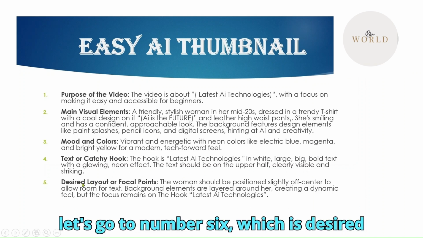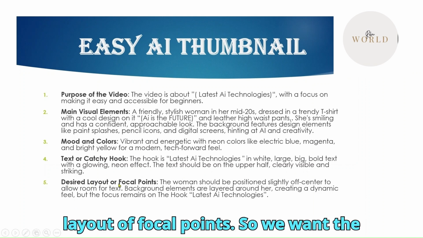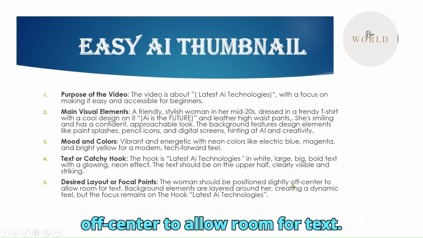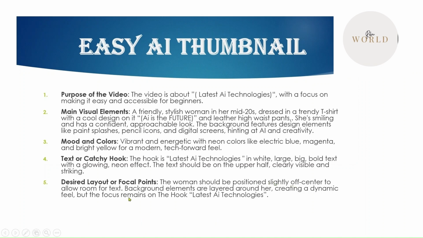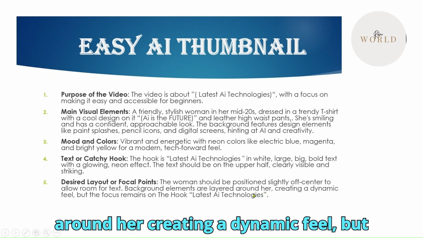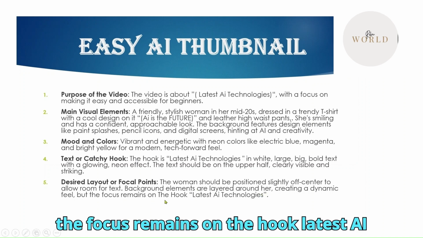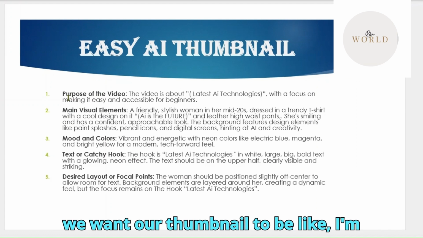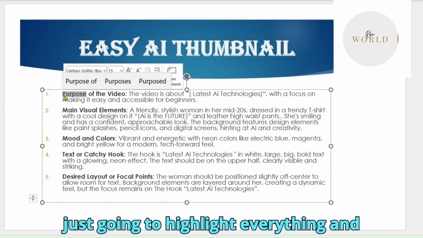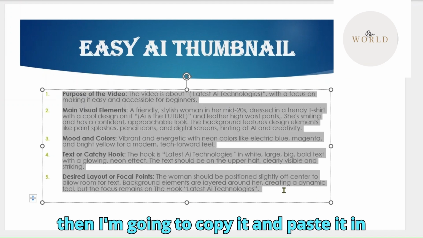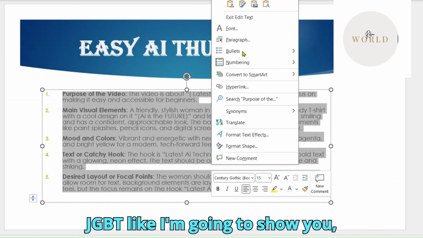Okay, so let's go to number 6, which is desired layout of focal points. So we want the woman to be positioned slightly off center to allow room for text. Background elements should be layered around her, creating a dynamic feel, but the focus remains on the hook, latest AI technologies. So now that we've clearly identified what we want our thumbnail to be like, I'm just going to highlight everything and then I'm going to copy it and paste it in ChatGPT like I'm going to show you.